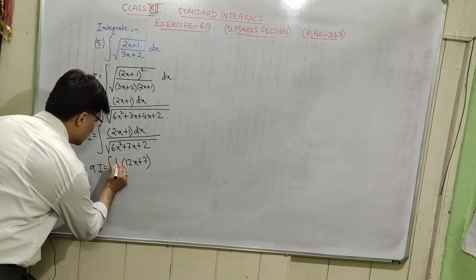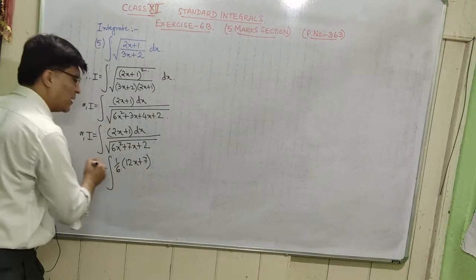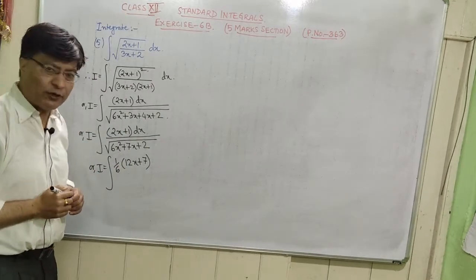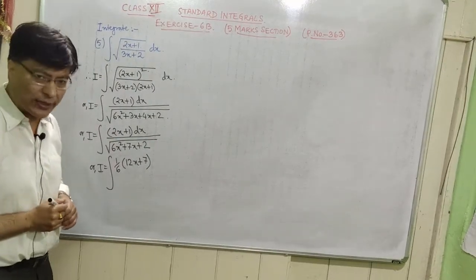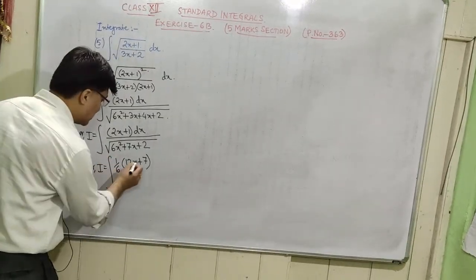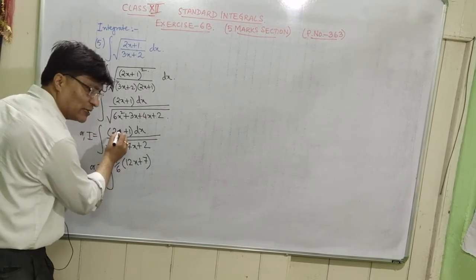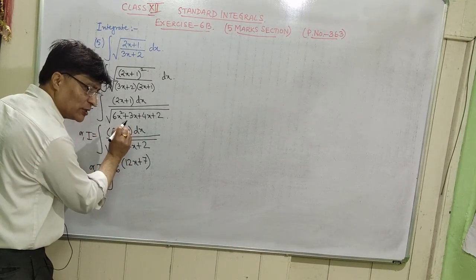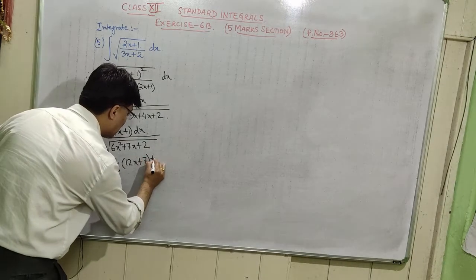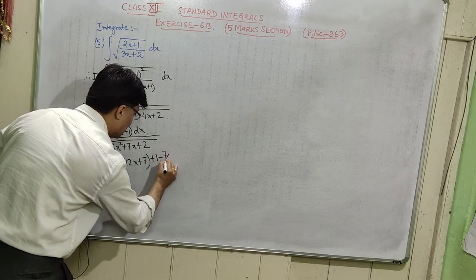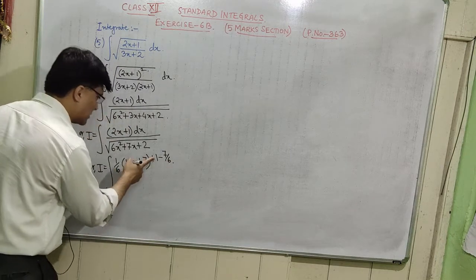Okay, so by which constant will you multiply this 12x in order to get 2x? That is 1 by 6. If you divide 12x by 6, you will get 2x. Okay, so 1 by 6 into 7 is 7 by 6, but is there 7 by 6? No, there is no 7 by 6. You have to subtract it. So first you write plus 1, then write down minus 7 by 6.